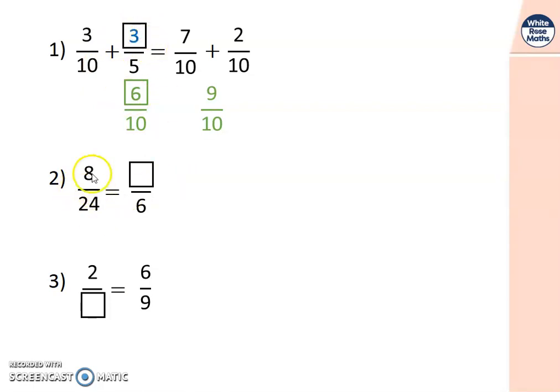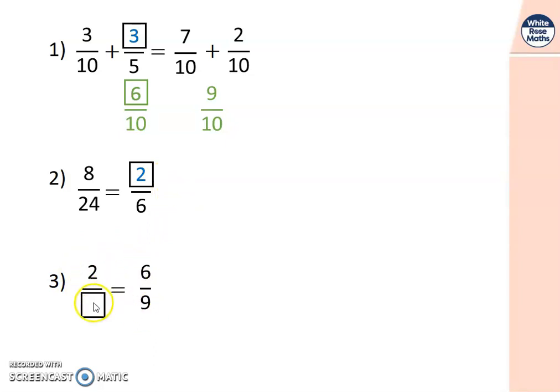Moving on to number 2. 8/24 is equal to how many sixths? You should see that we need to change 6 into 24ths. What do I times that by? 4. So I do the same to the 8. I do the same to this number to get to the 8. So what number times by 4 would be 8? 2.